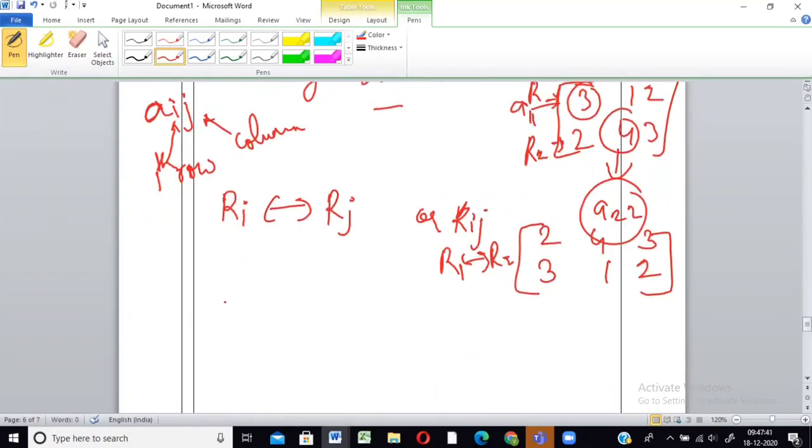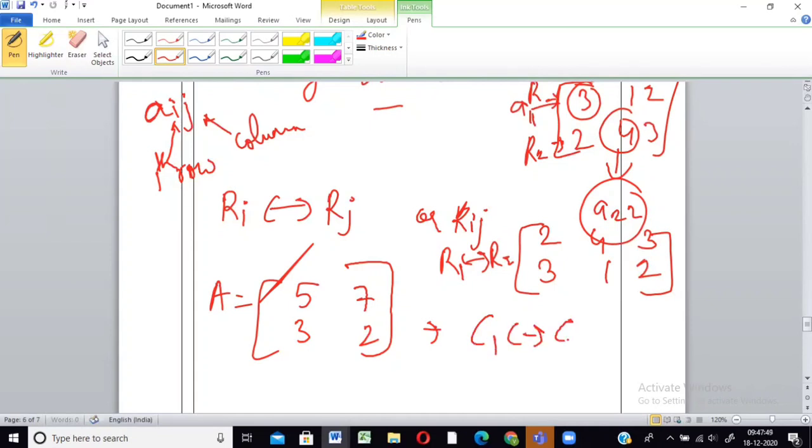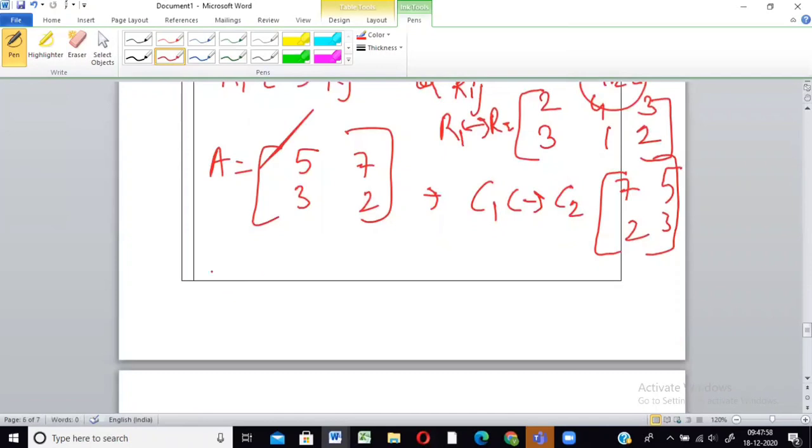Likewise, you can do the same thing for columns also. Suppose A is 5 3 7 2, and we are now interchanging columns, that is C1 interchanging with C2. The columns are changed now, so 7 2 5 3. That's how it goes. That was the first property: interchanging any two rows or any two columns.